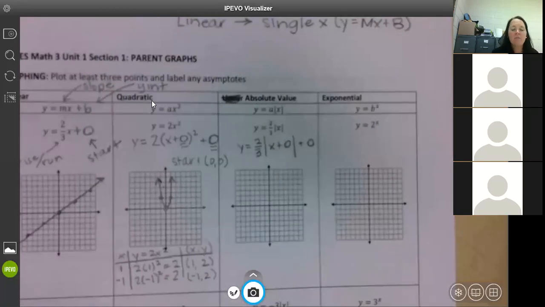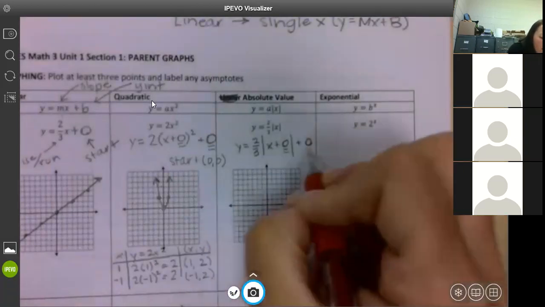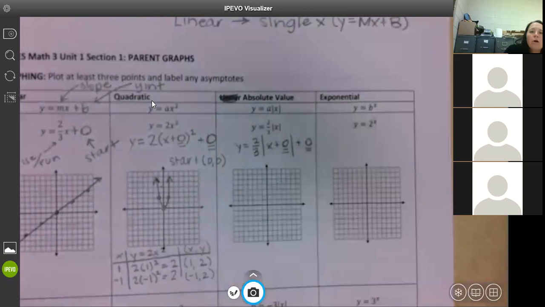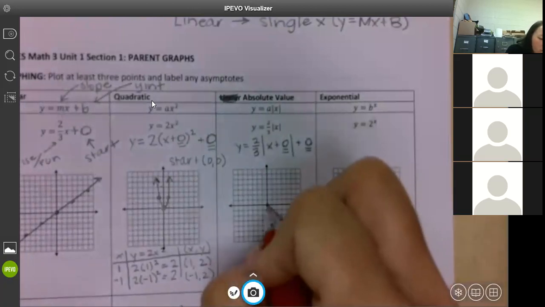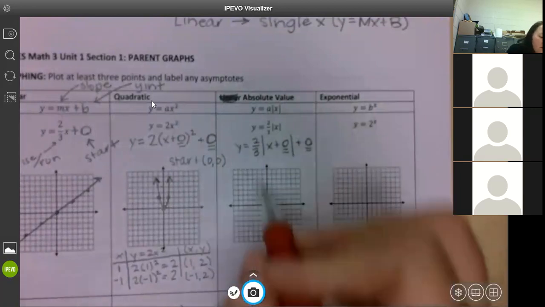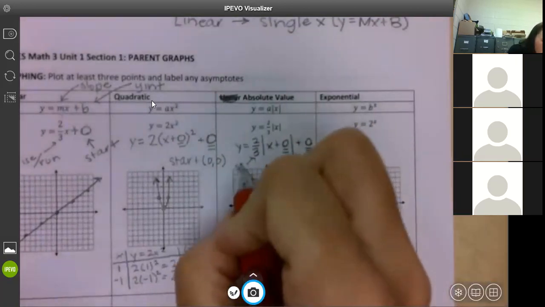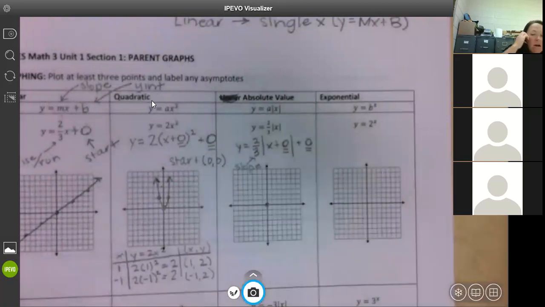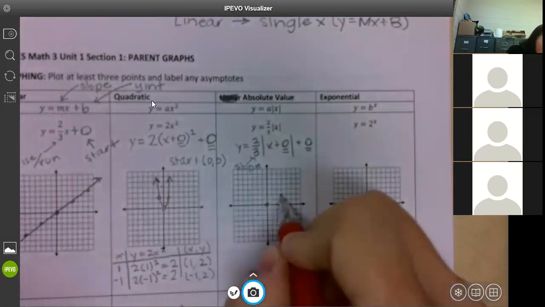So absolute value you probably haven't worked with a lot. You do the same thing with quadratic. Your vertex is 0, 0, so we're gonna mark that. And then this becomes your slope. So on the linear, our slope was rise 2, run 3. So that's what we're gonna do.